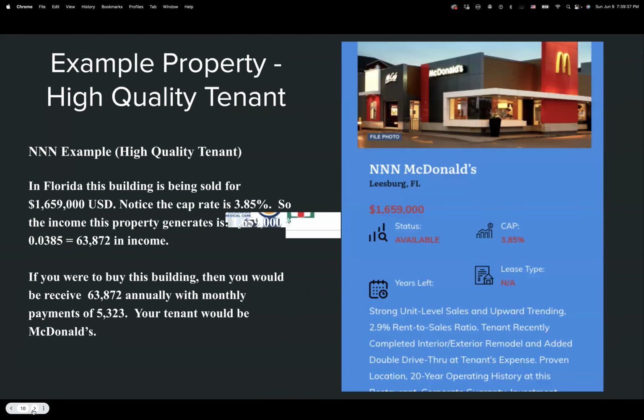So here's an example of a high quality tenant. This is a McDonald's, and it's got a 3.85% cap rate. Look at how low that cap rate is. So that means that if you were to purchase this, you'd be looking at $63,872 in income that you would get. You multiply the cap rate by the purchase price. If you buy the building, you could expect to receive $63,872 annually. You get monthly payments of $5,323. So that's an example there.